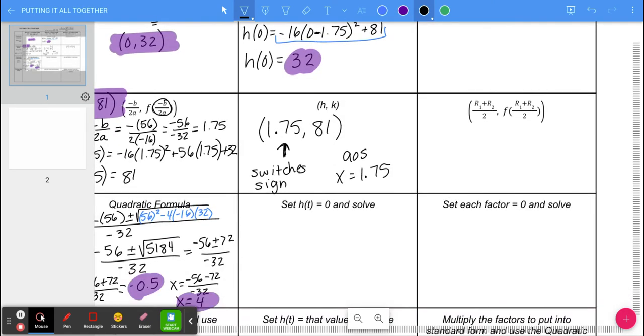All right, so solving. Set it equal to 0 because that's where it crosses your x-axis. Negative 16 (x minus 1.75) squared plus 81 is equal to 0. We did this a couple units ago. Solve for x, inverse operations. First thing is you're going to subtract that 81. Then you're going to take everything and divide by negative 16.